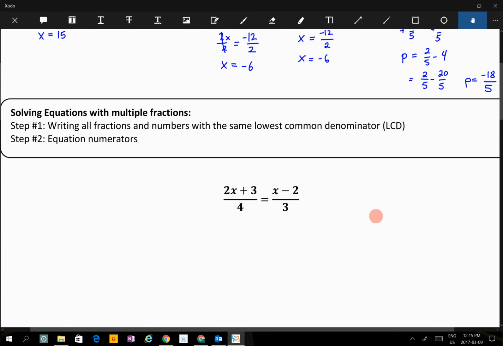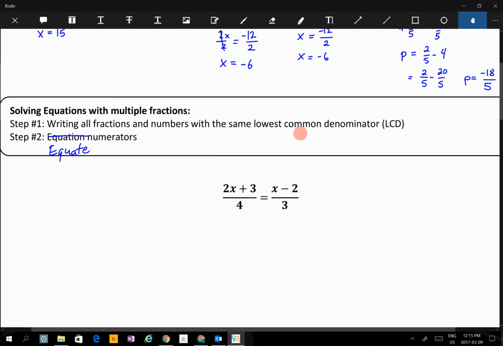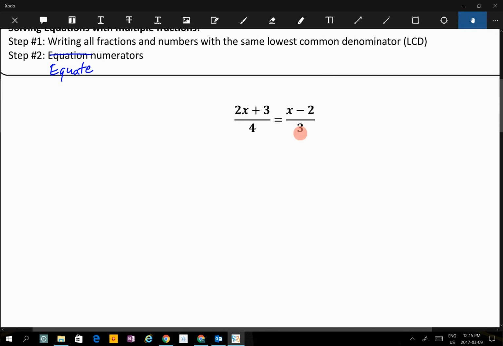All right, so how do we solve equations with multiple fractions? Well, you have 2 steps to do. The first step is to write all the fractions and numbers with the same lowest common denominator. And step 2, then we equate our numerators. Okay, this should say equating or equate numerators. Now, let's look at this example. 2 fractions, 2x plus 3 over 4 and x minus 2 over 3. Well, the goal is to isolate this x.